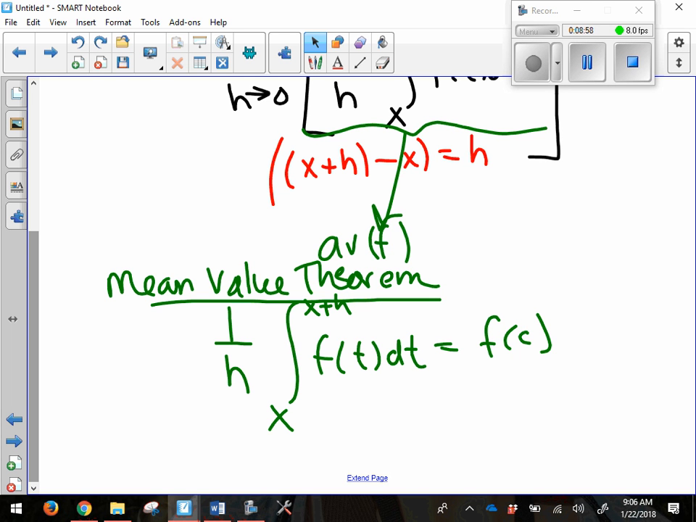Yes? If it's a continuous function, then at some point on that interval from x to x plus h, the function itself has to take on the average value, right? That's what the mean value theorem says. You may ask yourself why we're going to do that, but there is a reason.